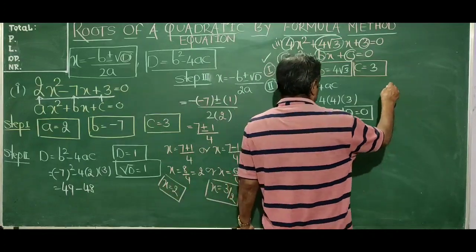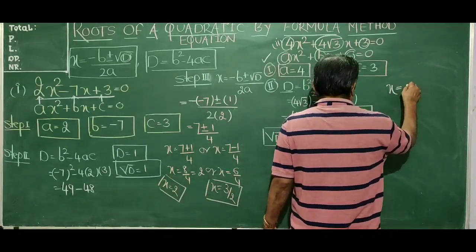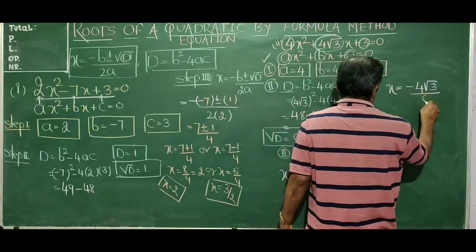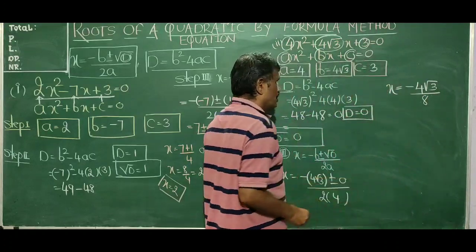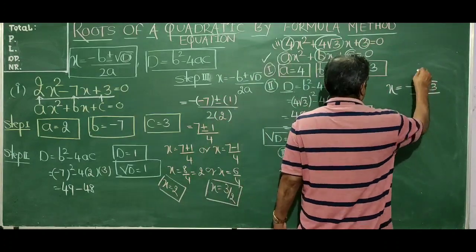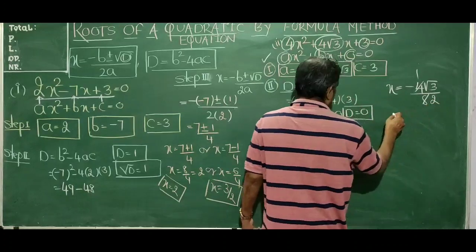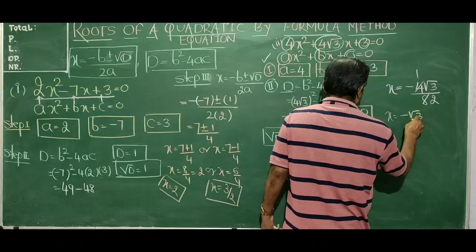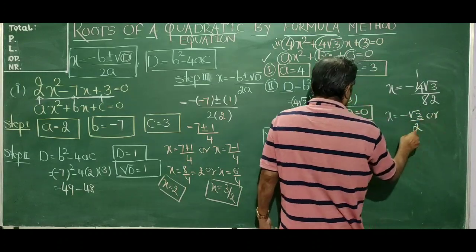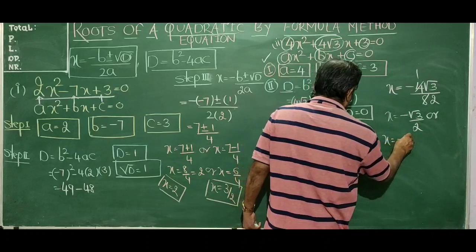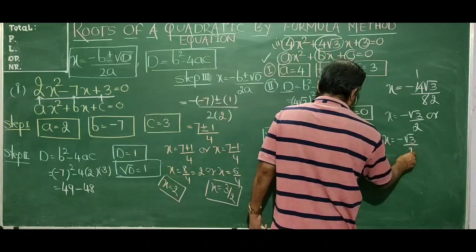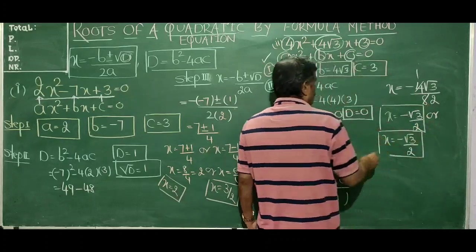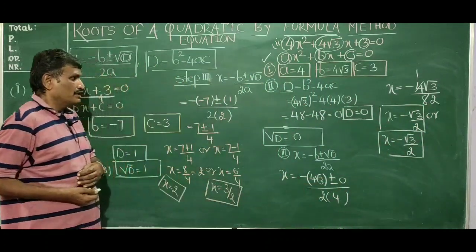So what I get here is x is equal to minus 4 root 3 divided by 8, and this plus or minus 0 is not there, so I will get here how much? 4 1s are 4, 4 2s are 8. So x is equal to minus root 3 by 2, and the second time also I have to write x is equal to minus root 3 by 2. So this is how you can solve a given problem by using the formula method.